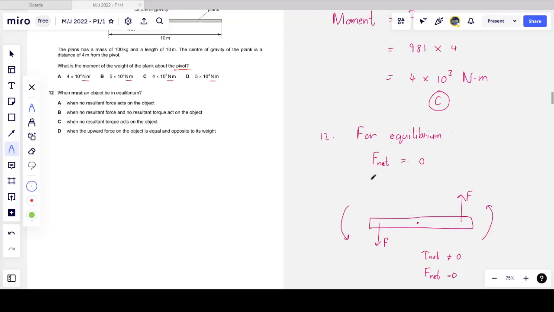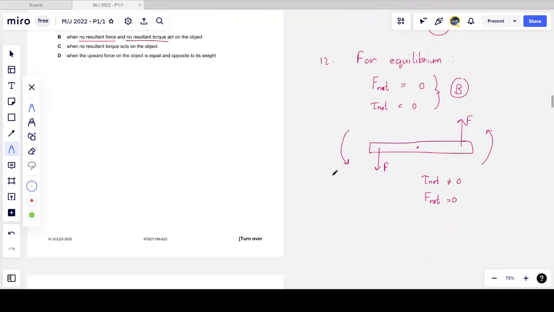So for equilibrium, we require net force to be 0, but we also require no torque on the object. The net torque should be 0. I just gave it the Greek letter tau because I'm too lazy to write the word torque out. It's just physics teacher things. And so this corresponds to option B. No resultant force, no resultant torque. And so again, immediately if you know what equilibrium means, then you can easily just pick out that answer.